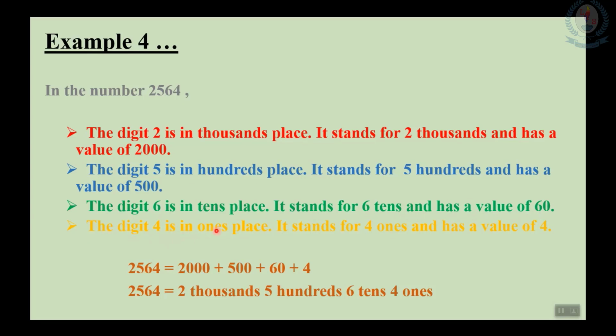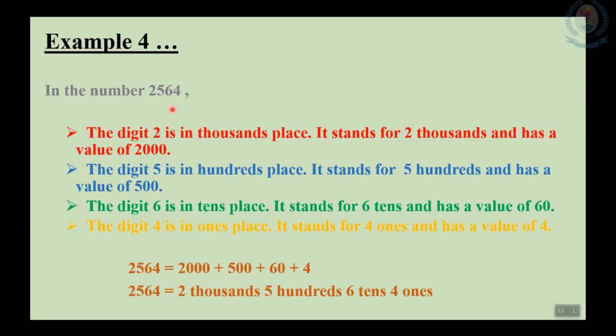The digit 4 is in ones place. It stands for 4 ones and has a value of 4. Right? Then we can expand this 2564 as 2000 plus 500 plus 60 plus 4, or else 2000s, 500s, 6 tens and 4 ones. The thing you have to remember is place values and places.